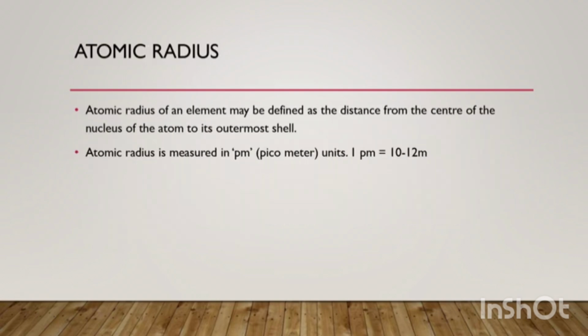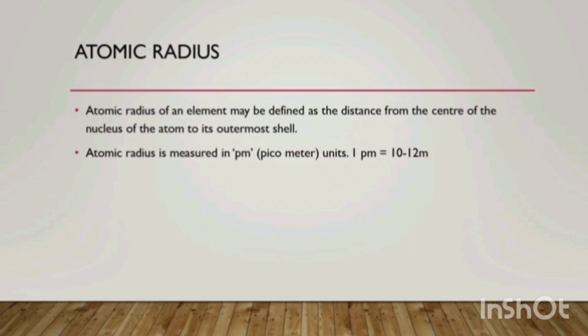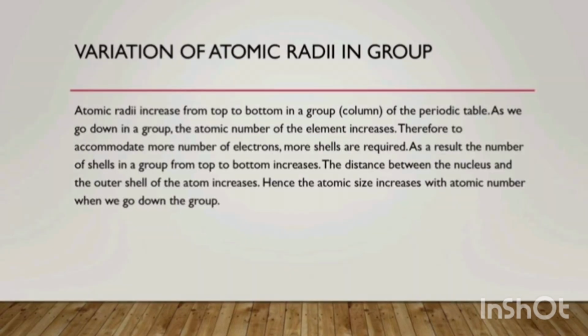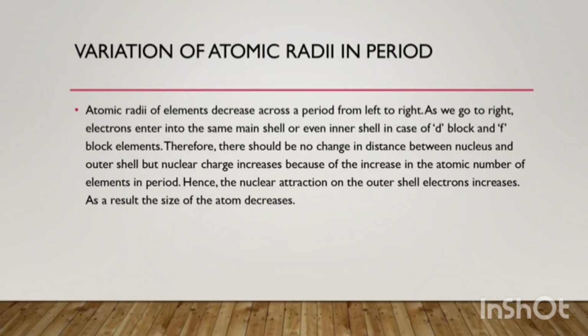Next is atomic radius. The atomic radius of an element is nothing but the distance from the center of the nucleus to its outermost shell. Atomic radius is measured in picometer units. 1 picometer is nothing but 10 to the power of minus 12 meters. Next is variation of atomic radii in a group. Atomic radii increase from top to bottom in a group of the periodic table. As we go down in a group, the atomic number of the element increases. Therefore, to accommodate more electrons, more shells are required. As a result, the number of shells increases from top to bottom in a group.